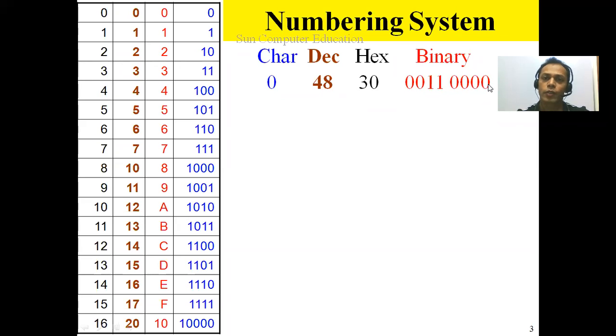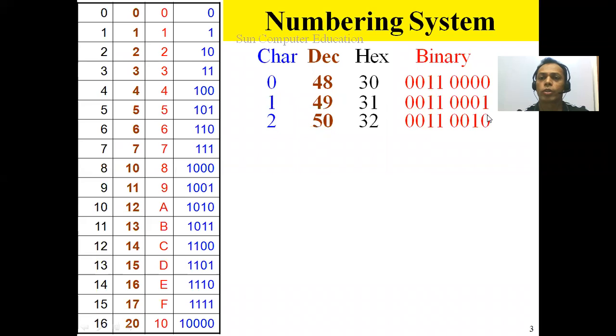Those who don't understand this fast, I'm going to tell you another technique after this. But you should know character 0 has ASCII value 48. Character 1 is the next number, that is 49, hex is 31, and binary 0011 0001. Next, 2 is 50, 32, 0011 0010. Like this, 3, 4, 5, 6 up to 9. So 9 is 57.